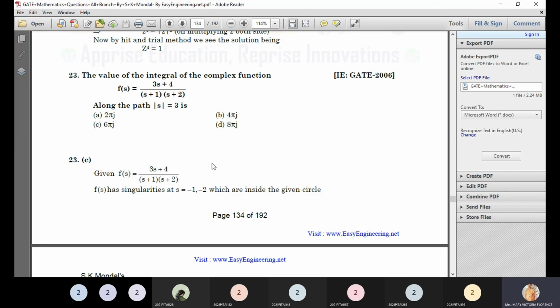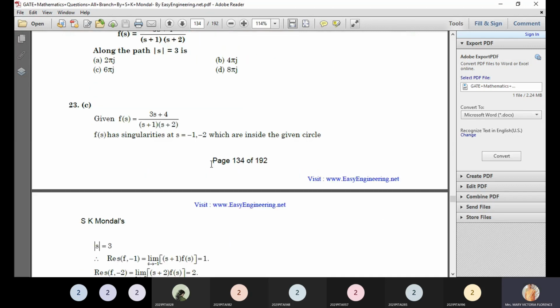Now first you find the singularities. How to find singularities? We have to factorize s plus 1 and s plus 2, substituting s plus 1 and s plus 2 equal to 0. So s plus 1 equal to 0 and s plus 2 equal to 0.